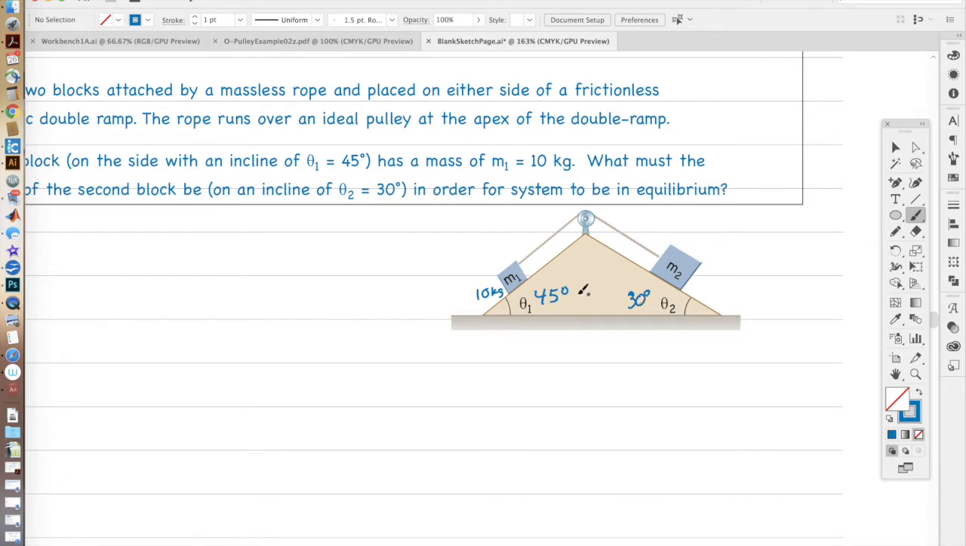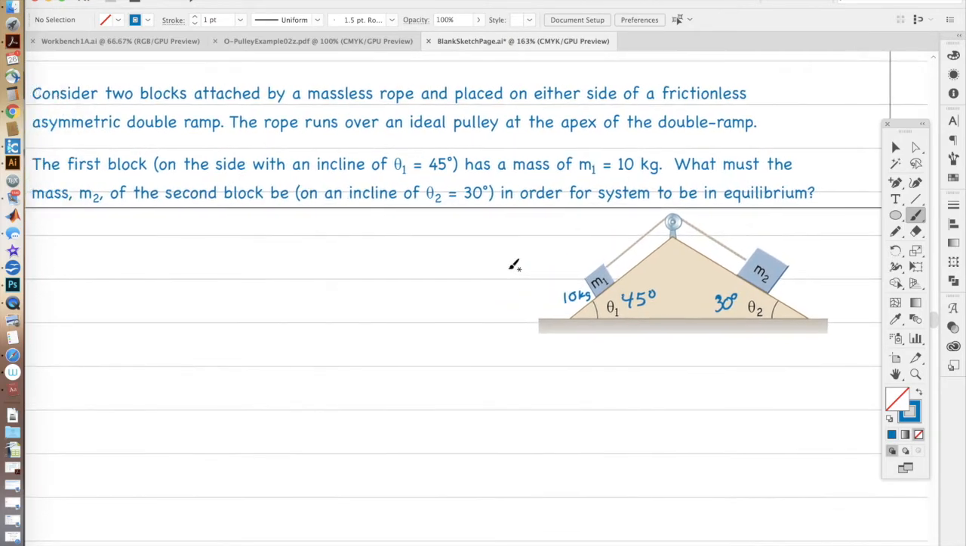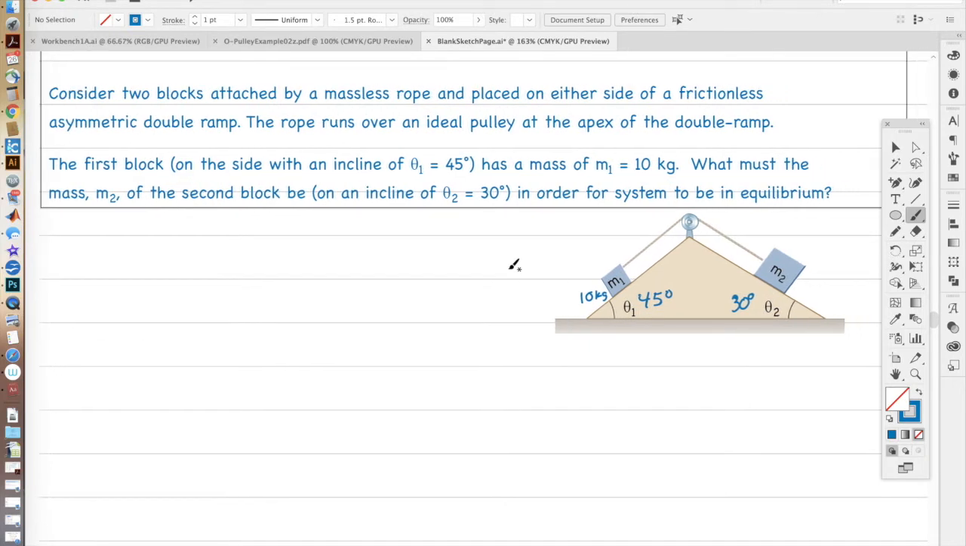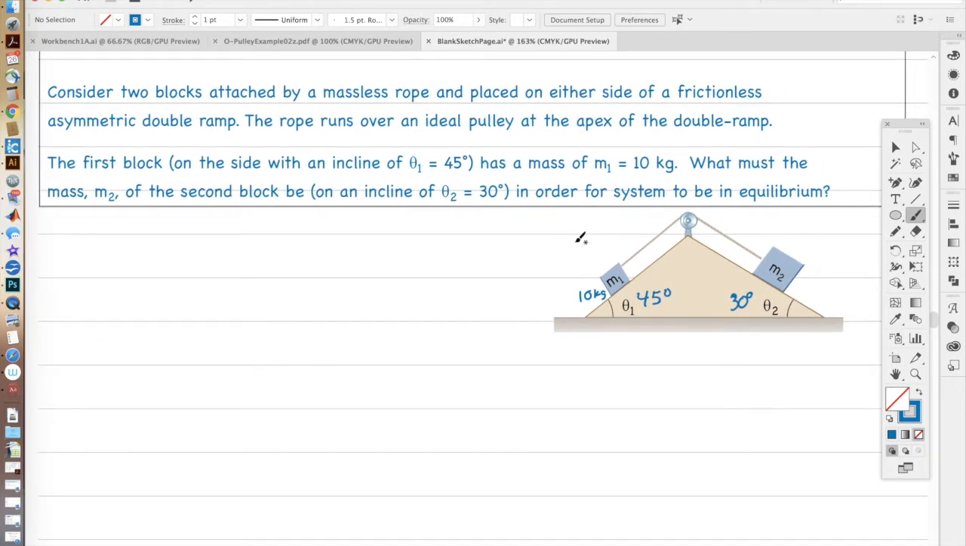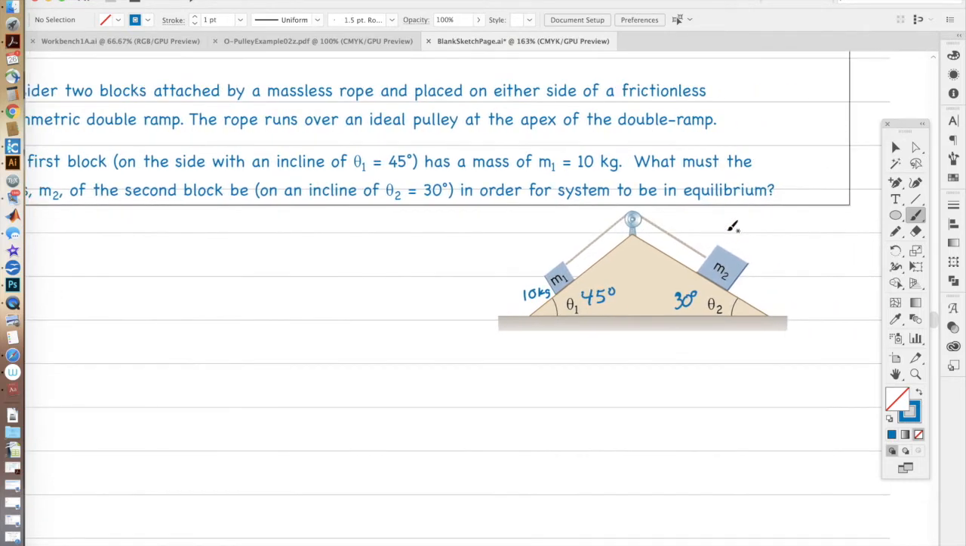All right, so let's see how we might tackle this. Well, the first thing we want to realize is that we need to define an axis. If we're clever and comfortable enough with it, we can just say this is a 1D problem. The only direction that matters is motion along the incline, which then changes direction when it gets to this pulley. And so that direction is along the incline this way. But it's really kind of a 1D problem.